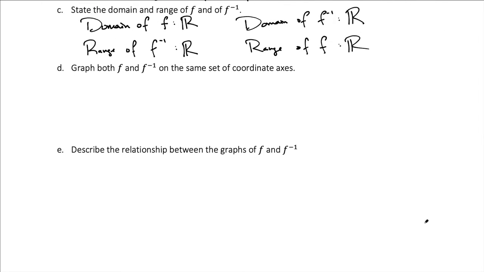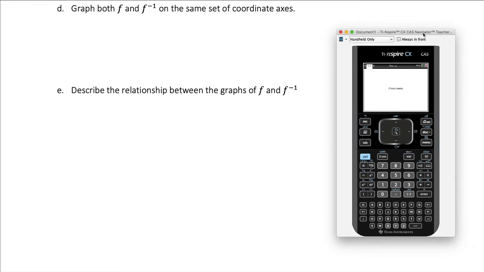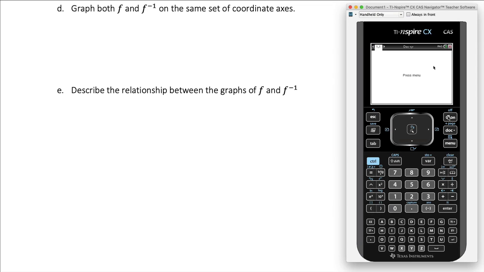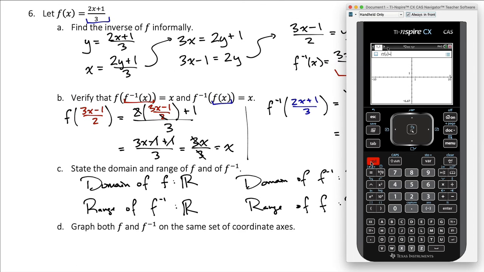Okay, and now graphing both f and f inverse on the same set of axes. Let's go ahead and do that here in our calculator, and go ahead and add a graph. And we want to graph both of these. So, let's look at our functions. We had (2x plus 1) over 3.